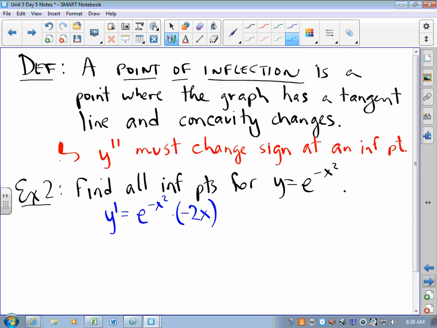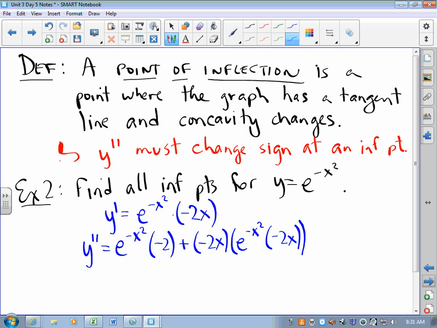And then I'm looking at a second derivative. The product rule, it's so much fun. It's 1 prime 2 plus 2 prime 1. Wait a minute, prime 1 requires us to play the game again. And so y double prime is 4x squared minus 2 times e to the negative x squared.